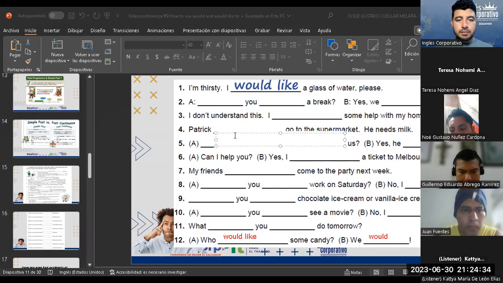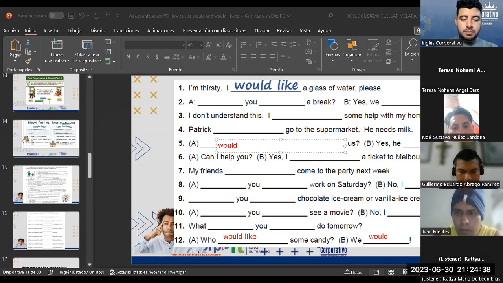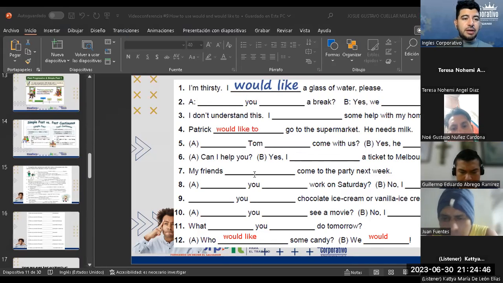Patrick would like to go to the supermarket. He needs milk. He needs milk. That's it. Thank you. Okay, we go now with Guillermo and John.